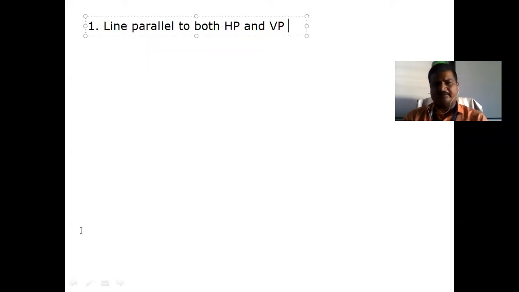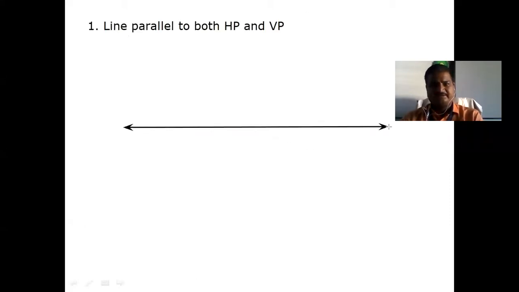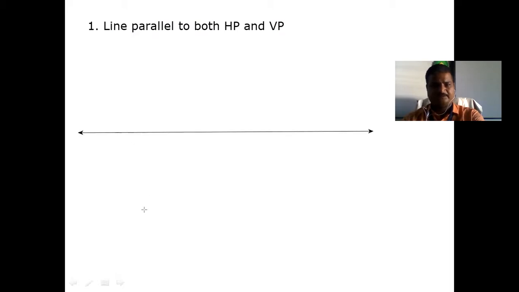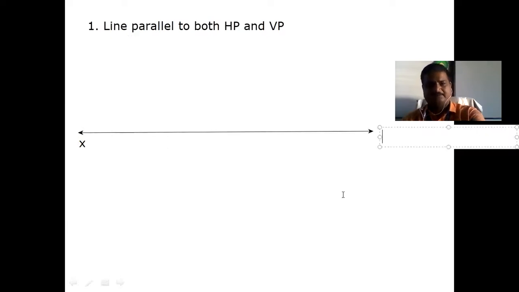First of all, I will use different colors, but that is not at all needed in your case. For your understanding I am using different colors, but you will have to draw everything with a lead pencil. So this is the XY line. You will have to draw it faint. This is our XY line. Immediately give the names X and Y.